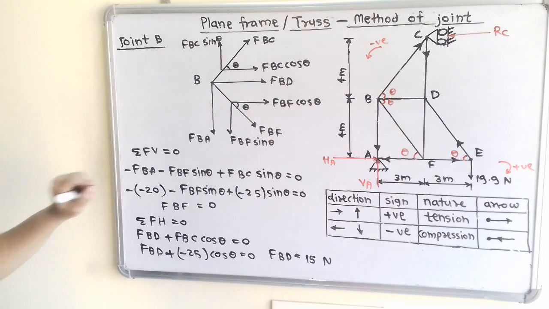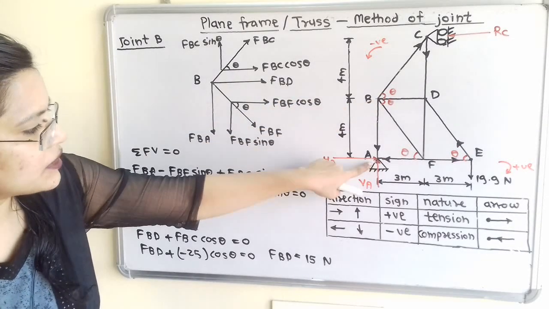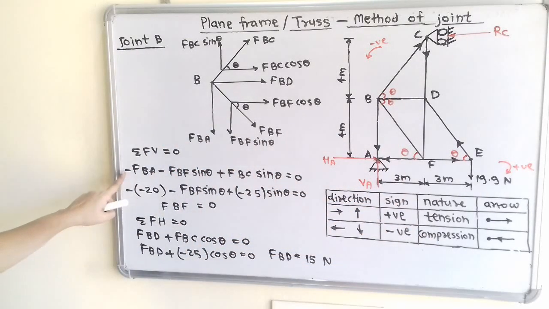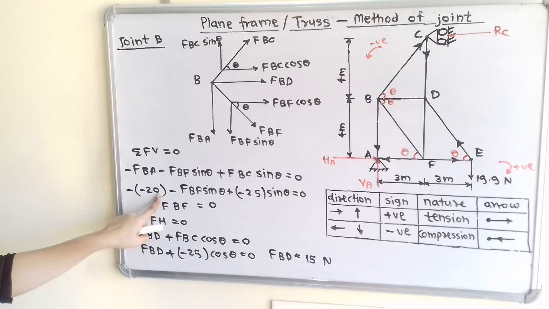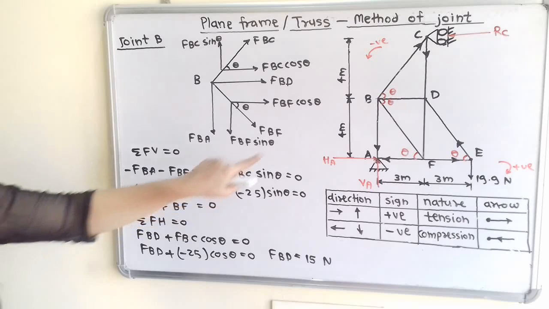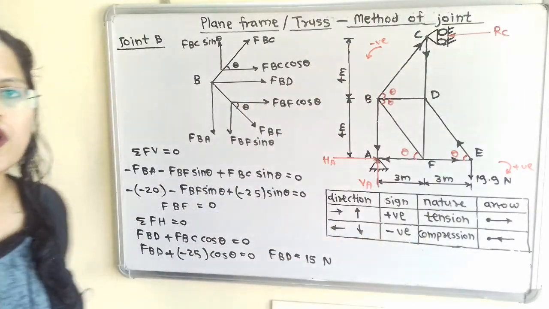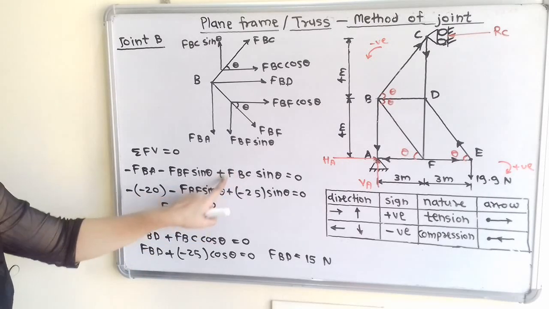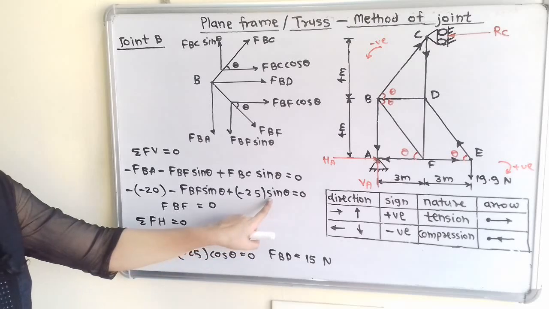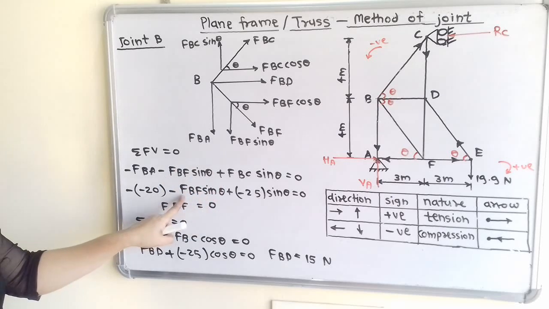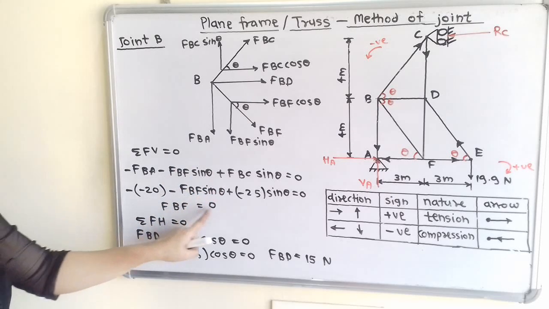Now we will put the value. So if we observe BA, nature is compression and force is with negative sign. So we will take minus as it is, and instead of FBA we will put minus 20. Then minus FBF sin theta, and for FBC, if we observe, nature is compression and force is with negative sign. So we will take plus sign as it is, and instead of FBC we will use minus 25, sin theta is equal to 0. Now we will simplify this. When we simplify this, we will get the answer FBF as 0.